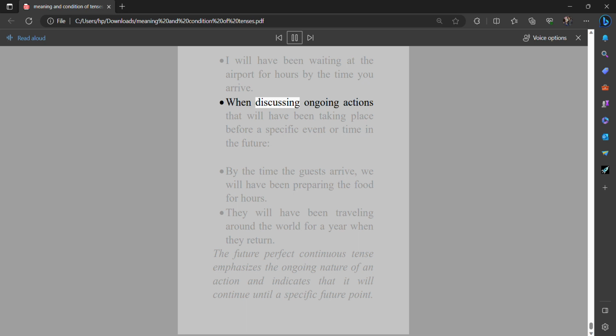When discussing ongoing actions that will have been taking place before a specific event or time in the future. By the time the guests arrive, we will have been preparing the food for hours. They will have been traveling around the world for a year when they return. The future perfect continuous tense emphasizes the ongoing nature of an action and indicates that it will continue until a specific future point.